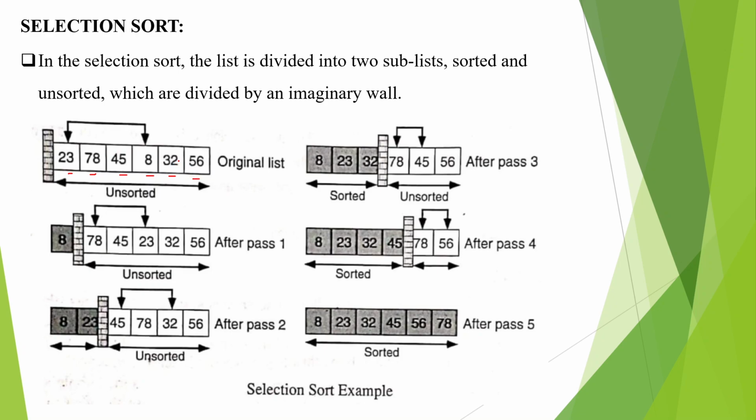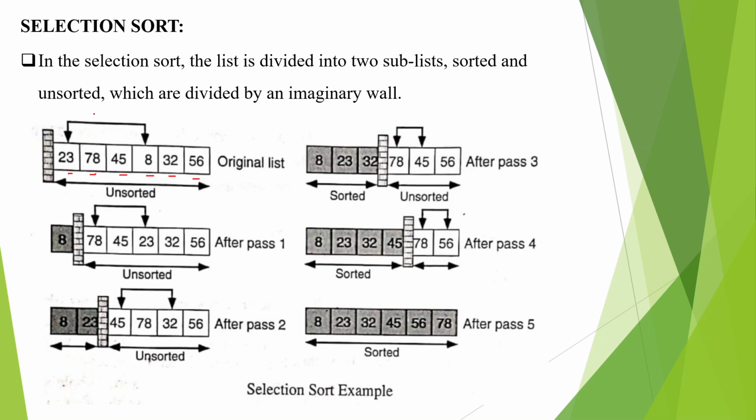So the concept is pretty simple. Selection sort: initially we need to identify the smallest element among the list. And just swap that smallest item with the first item in the unsorted list. Not in the list, the unsorted list. In the unsorted list, identify the smallest item and swap it with the first item of the unsorted list.